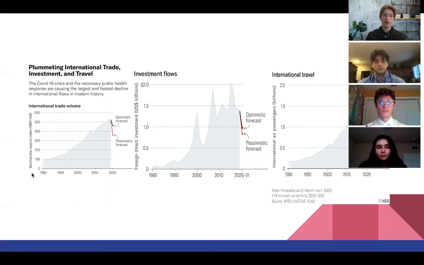The international trade volume, as we can see, had a huge uptrend for the past 40 years. And then obviously there's a downfall. And once again, with the investment flows, even though it is quite up and down, we still do see an uptrend and then a large downfall from the pandemic. The biggest one was international travel. Over the past 40 years, it has increased greatly, as we can see, and then almost a complete drop down to zero.